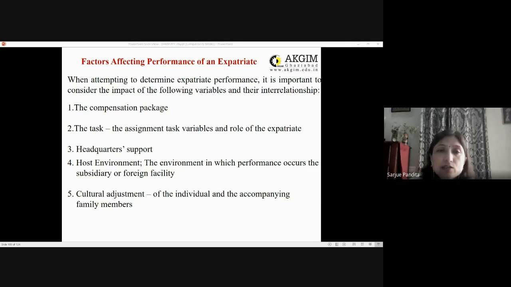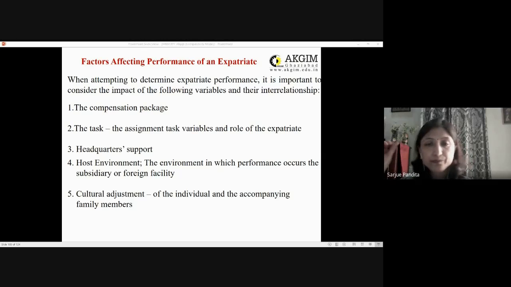The next is the task variables, or the role of expatriates. This we have already discussed: on the basis of different types of tasks, you can be sent for a technical assignment, a development assignment, a strategic assignment, or a functional assignment. So, accurately assessing performance in these tasks matters. For example, if you have been sent on a technical assignment, but I'm using different parameters for evaluating your performance, that will not give me the correct picture of the employee's performance.